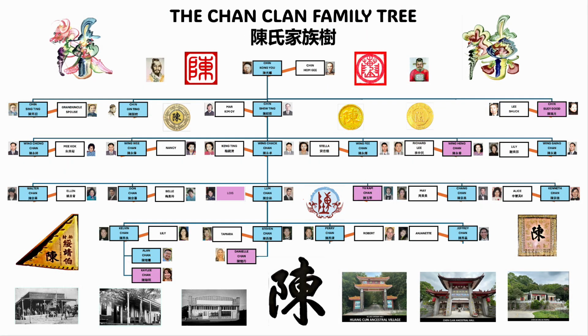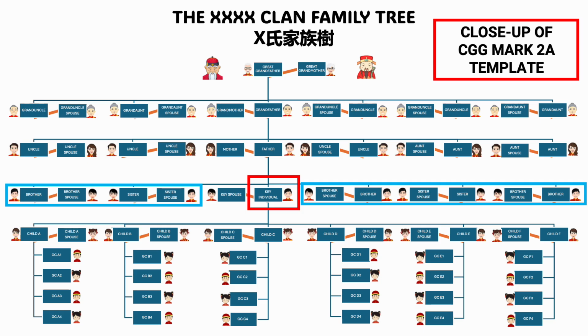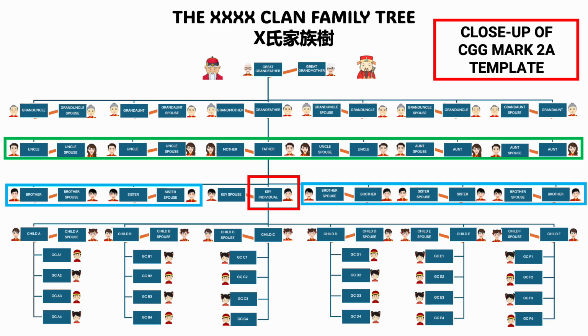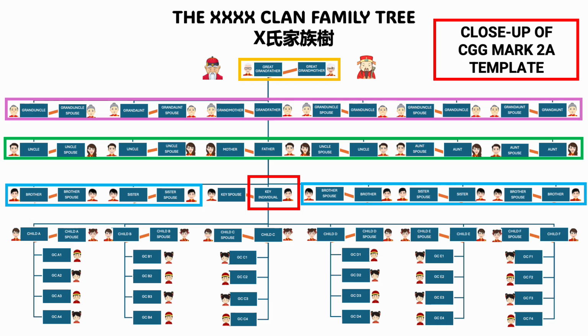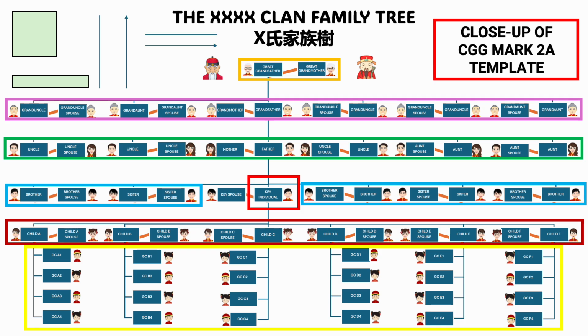This is an example of a completed CGG Mark IIA template. This is a close-up of the CGG Mark IIA template. The template is centered around one key individual: siblings, the parents' generation, the grandparents' generation, great-grandparents, children, and grandchildren. The template does not include cousins, nephews, or nieces. Also included on the template are masking squares to cover unneeded icons and lines at the end of the project, as well as additional connecting lines if needed.